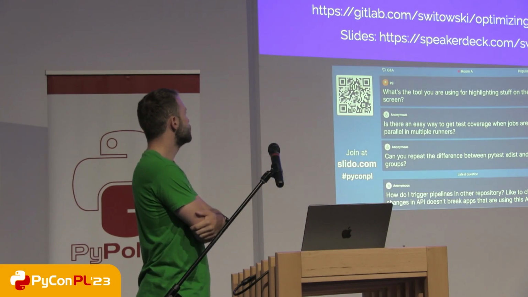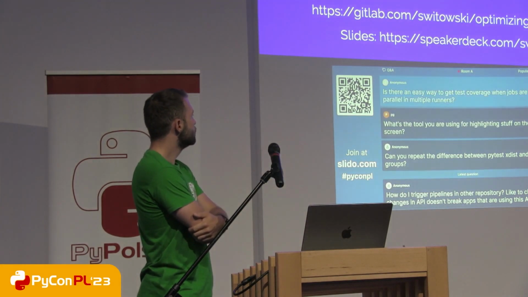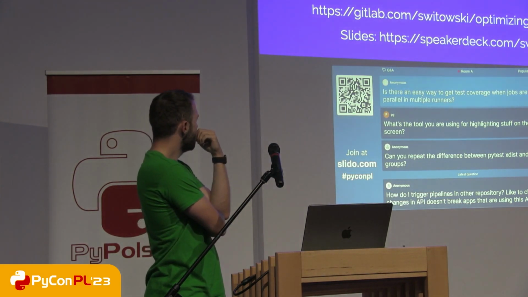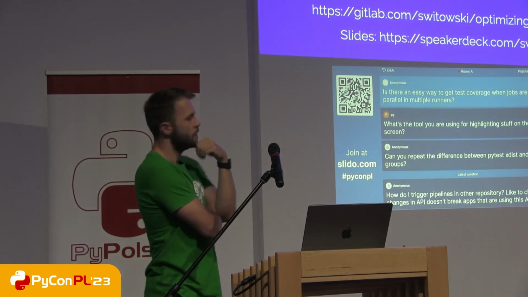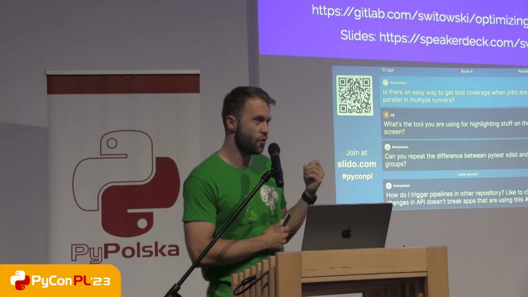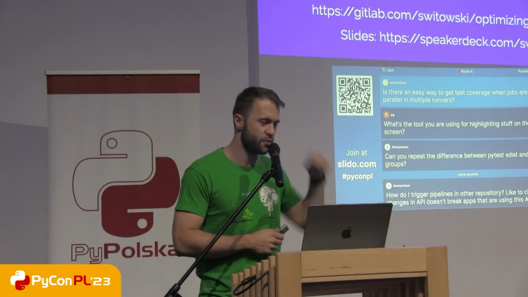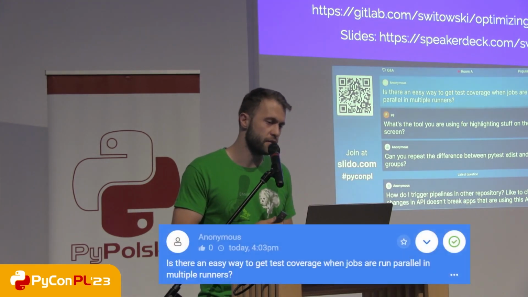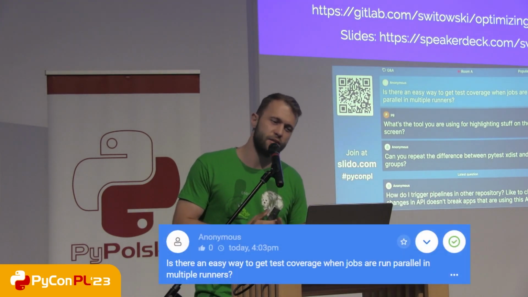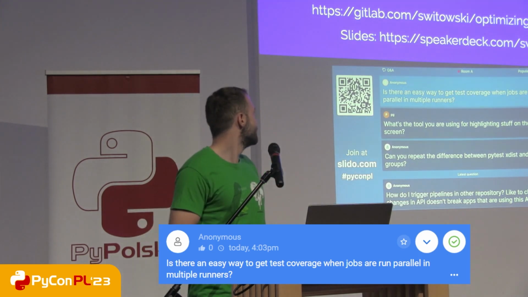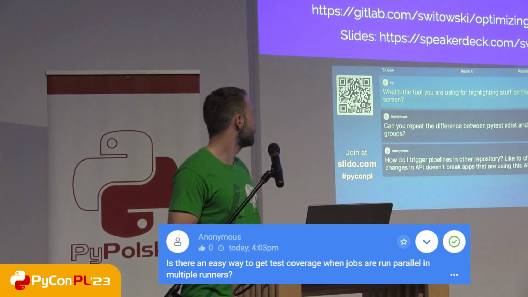Is there any easy way to get test coverage when jobs are run in parallel in multiple runners? That is a very good question. And honestly, I don't know, because in the previous talk, I was using the test coverage, and here I use the multiple runners, but I didn't check it. I remember reading about it, but I honestly don't remember what's the answer, so I'm not going to make something up.